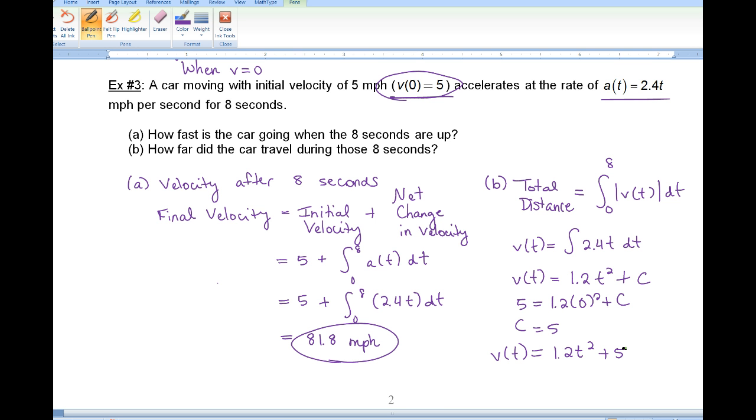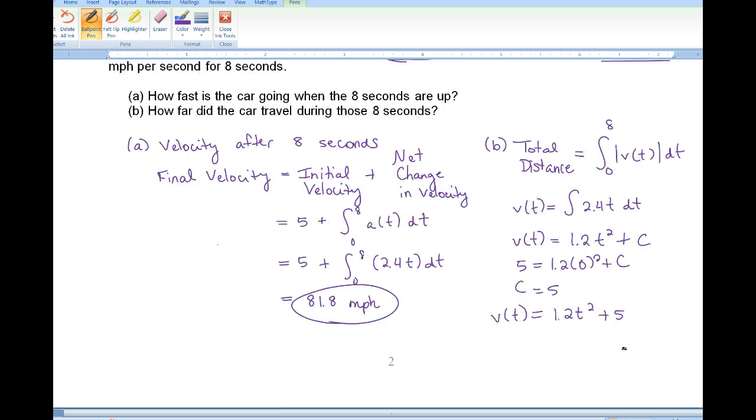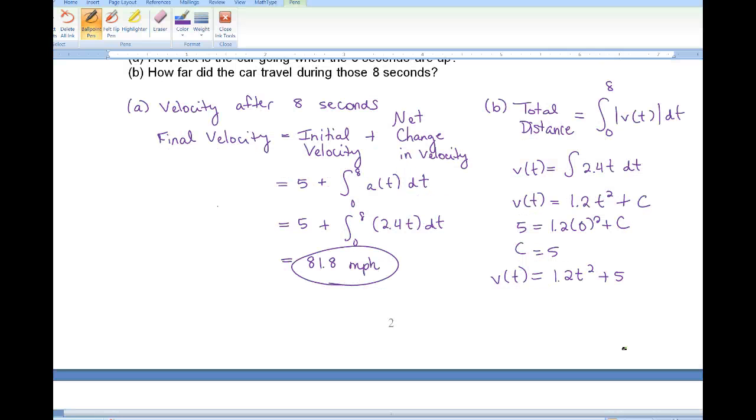Are you okay with that so far? This would be a little piece that you guys missed, I think. It makes sense. It's basically plus c, and you have to use a particular point and plug it in to figure out what c is. And then you have your actual function.